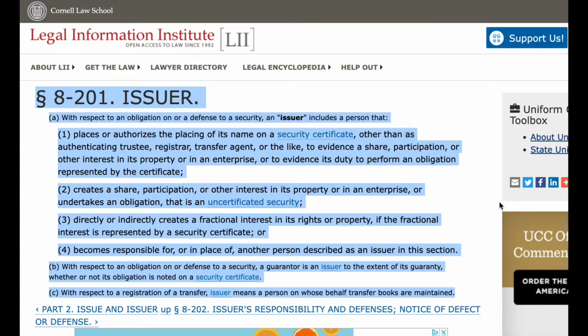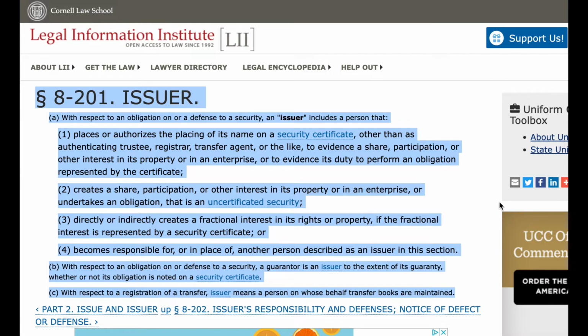2. Creates a share, participation, or other interest in its property or in an enterprise, or undertakes an obligation that is an uncertificated security. 3. Directly or indirectly creates a fractional interest in its rights or property, if the fractional interest is represented by a security certificate, or 4. Becomes responsible for, or in place of, another person described as an issuer in this section.